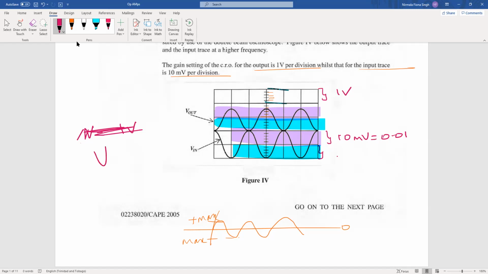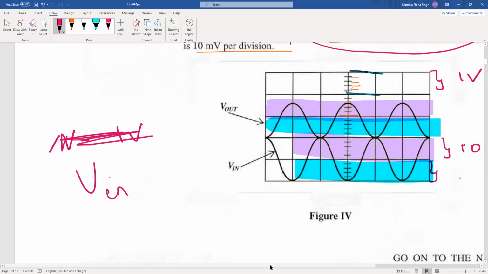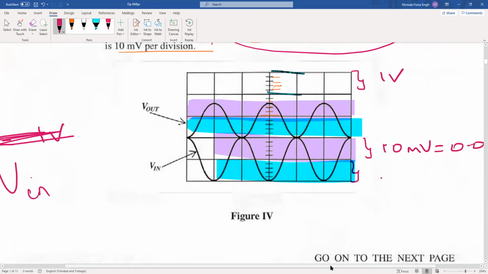We know that our V in is 0.01. Now I want to read my output. They said that my output is 1 volt per division. Let's zoom in here and get a wee bit closer. Well, a lot bit closer. All right, so I want to read my output now.